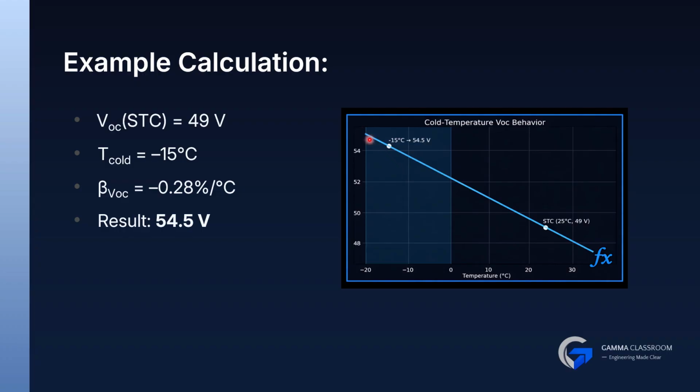At STC, the module sits around 49 volts, but at -15 it rises to 54.5. This cold temperature voltage is what we use for string sizing to make sure we don't exceed the inverter's maximum DC voltage.